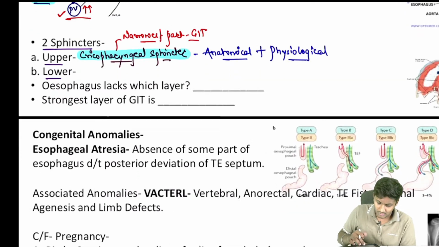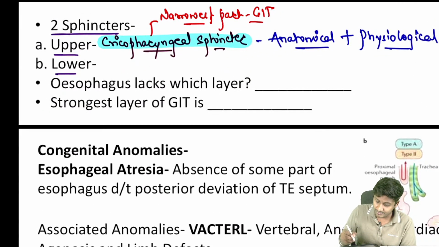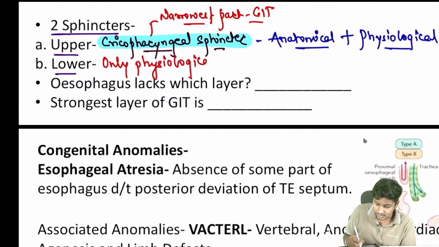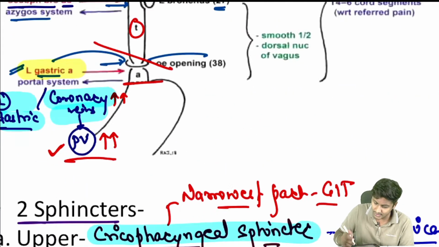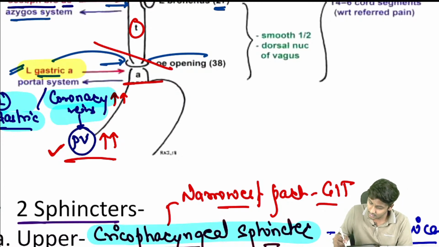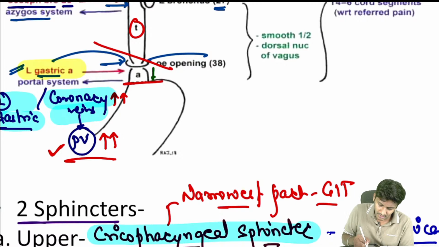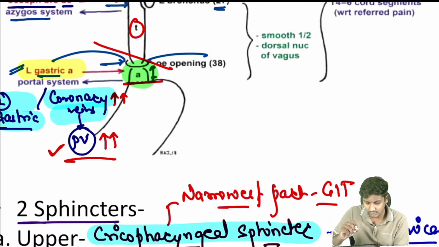ठीक है? If I talk about the lower esophageal sphincter, बच्चे, the lower esophageal sphincter is only a physiological sphincter. That means at that level there is no narrowing as such. As you can see, this is the area. ठीक है? ये जो area है, just a minute, I'll highlight it with another color. This area is your lower esophageal sphincter. Can you see this lower esophageal sphincter?